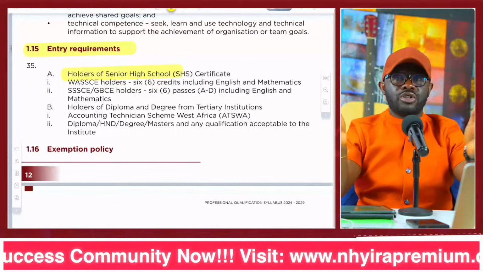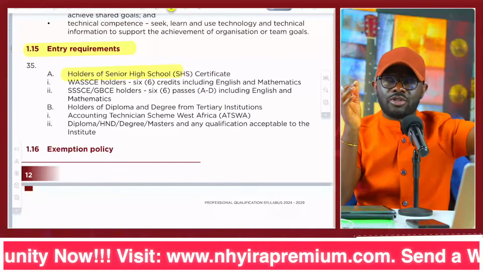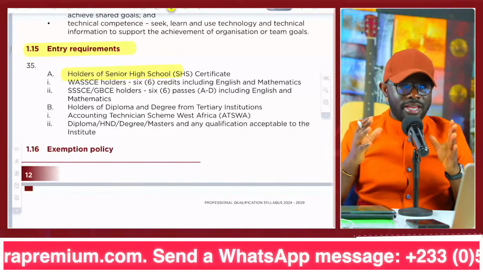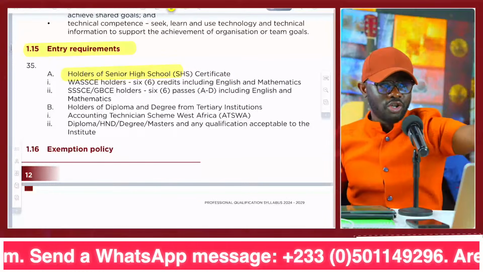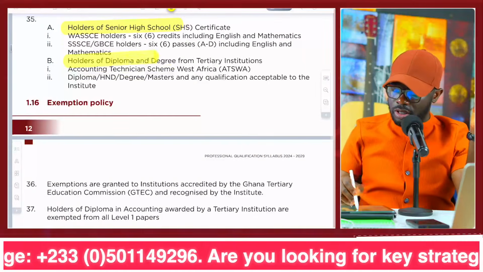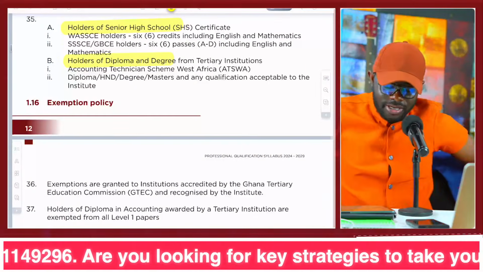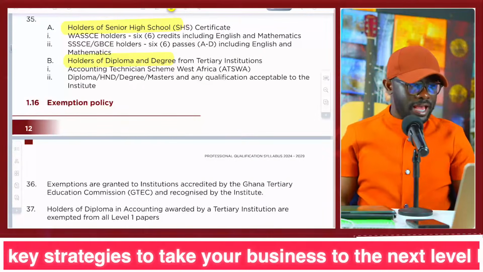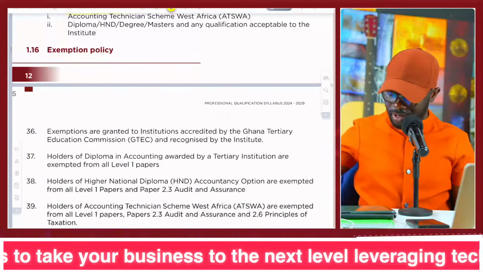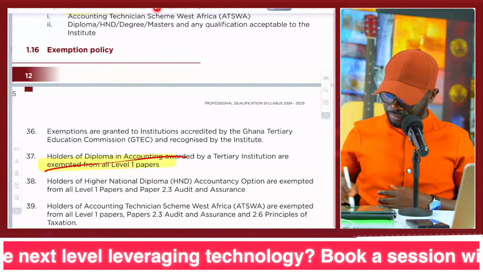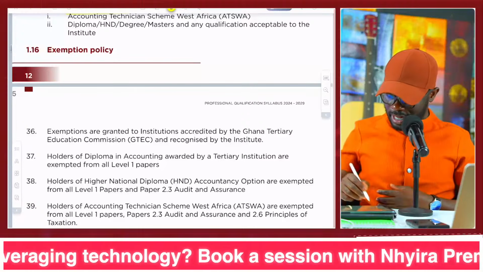It doesn't matter what you studied in SHS. Maybe you're a general arts student, home economics, visual arts student, and you want to do ICAG, no problemo. Your SHS will come in. Then if you come with a diploma or a degree from a tertiary institution and you did accounting specifically, then you will get an exemption from level 1, and also audit and assurance in level 2.